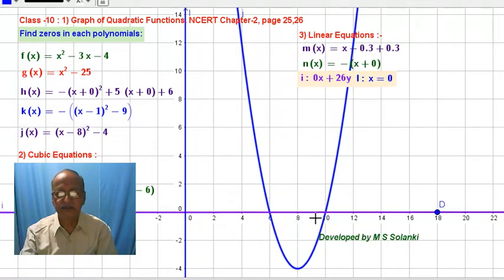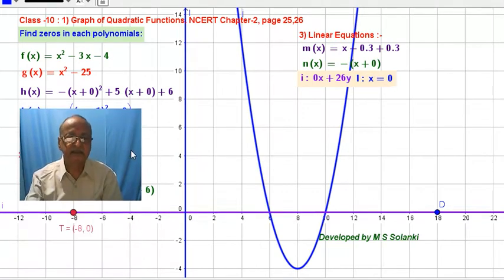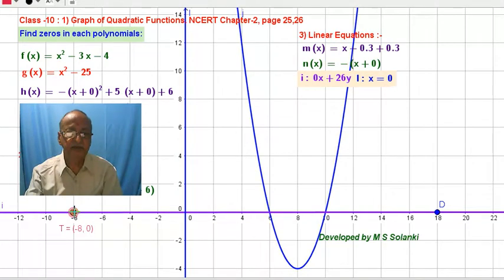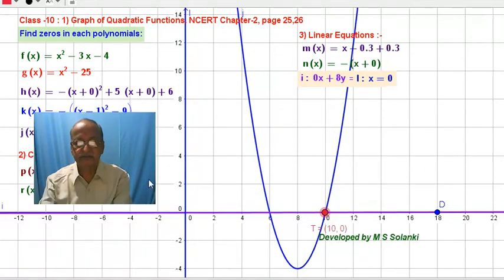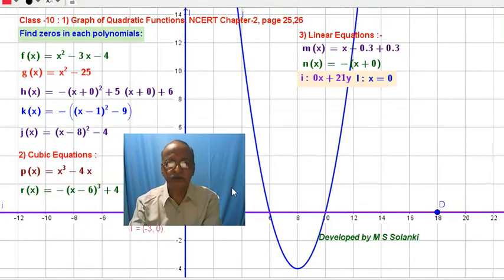So you can see here this is coming here, and if you want to test it, you can test with this point, 6, 0 and 10, 0. So thus we have verified the zeros also.